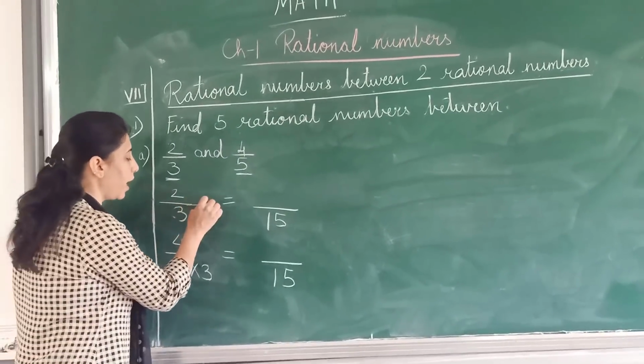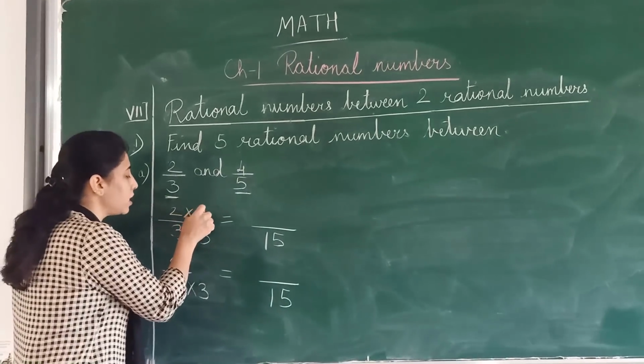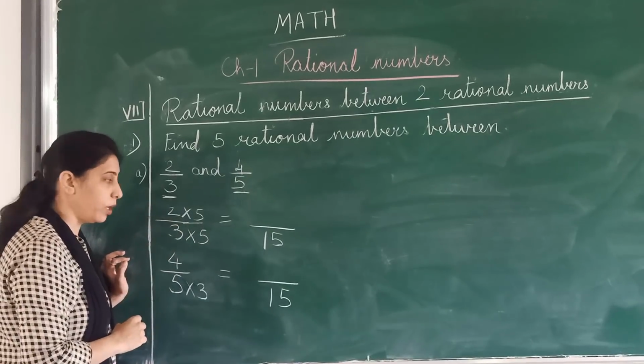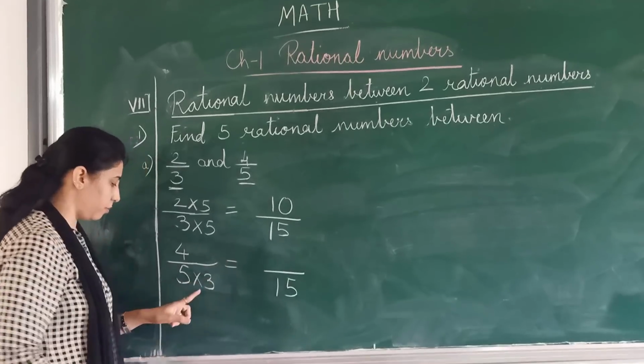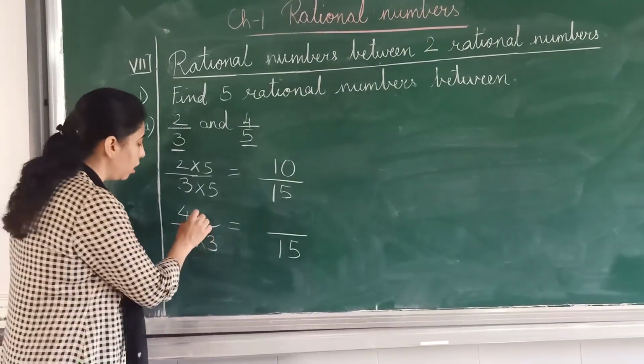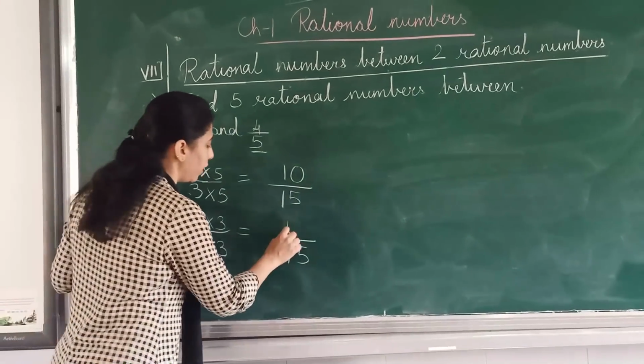Now when we have multiplied by 5 in the denominator, every time we have to multiply the same number in the numerator. So 2 5s are 10. Here we have multiplied by 3 in the denominator, so multiply by 3 in the numerator also. So 4 3s are 12.